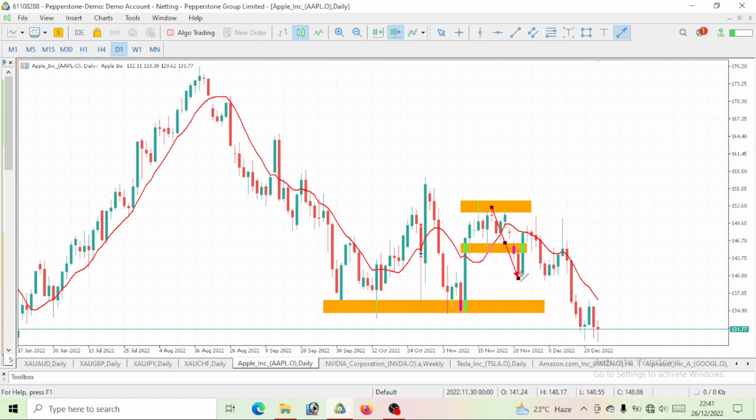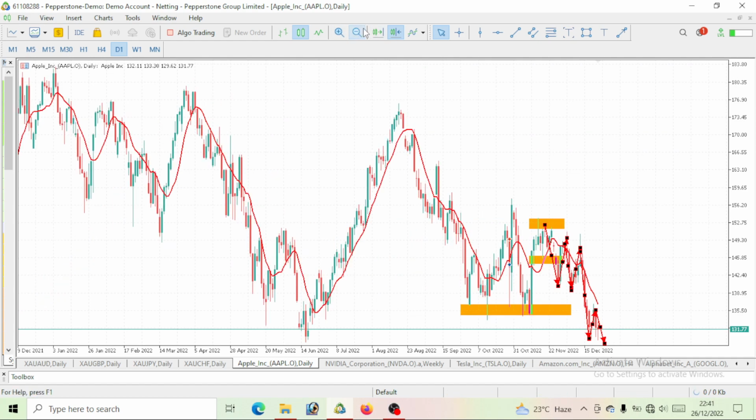This is a drop, and we will take this to be a pullback, a new drop, and a pullback here. Then you can see a new drop here and a pullback has been made here. After this pullback, what do you expect? You expect a new drop that will take out this previous low. This is the previous low. Now we will be expecting a new low to be made. So that is to tell you that with Apple itself, we will be expecting a drop.